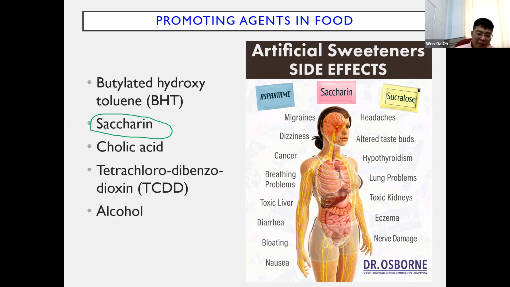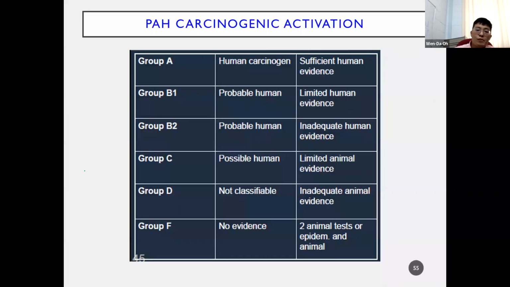Saccharin is very commonly used as an artificial sweetener, right? So if you look at the label of the food and you see saccharin, then you try to avoid it because it can cause promotion of the cancer cell, right? So we shouldn't eat all these things, right? Like folic acids, and even alcohol is one of the promoters, right?